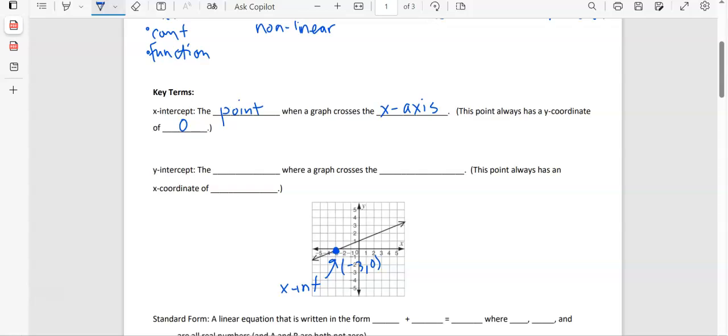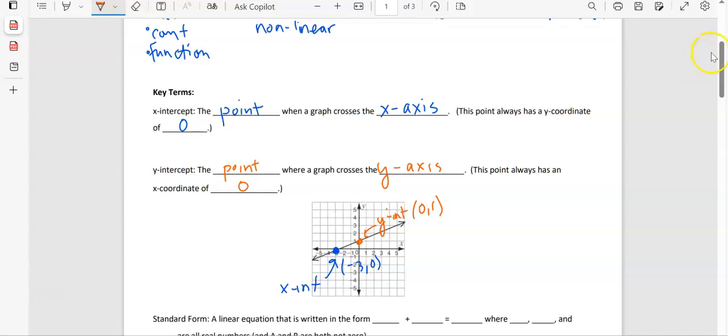The y-intercept is very similar, except it's the point where the graph crosses the y-axis. Again, here is our y-axis. Our line crosses at this particular point right there. So that is our y-intercept. And this is the point 0, 1. So every point on the y-axis has an x-coordinate of 0. I keep misspeaking in this video, so I apologize. I'm going to really dig into that as I keep going.